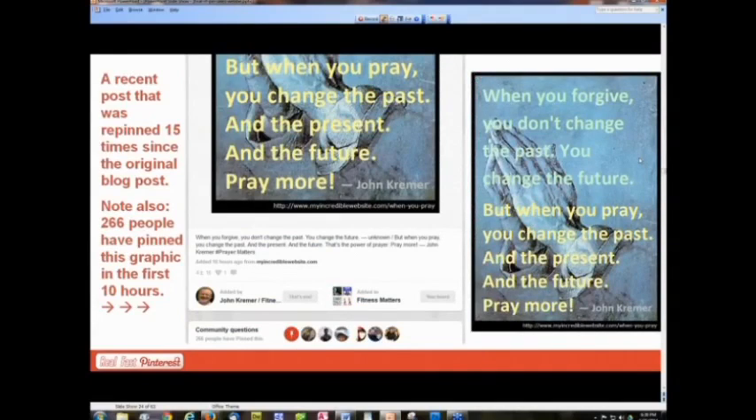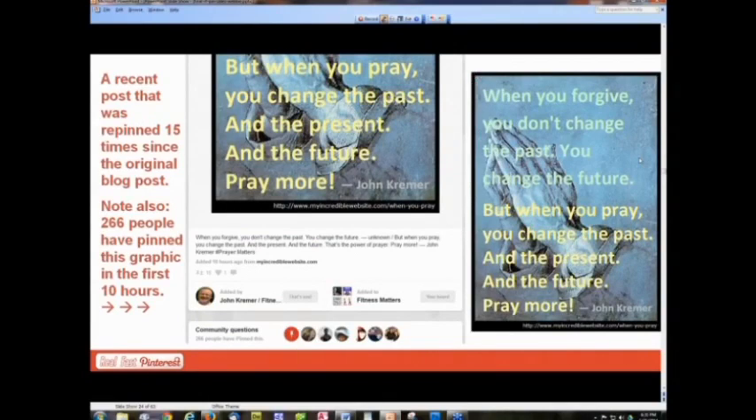Here's one that I did just 2 days ago. 10 hours after I put it up, you can see it on the right, the full image. When you forgive, you don't change the past, you change the future. That was a quote I saw. Then I added to it, but when you pray, you change the past and the present and the future. Pray more. And so that was a graphic I created.